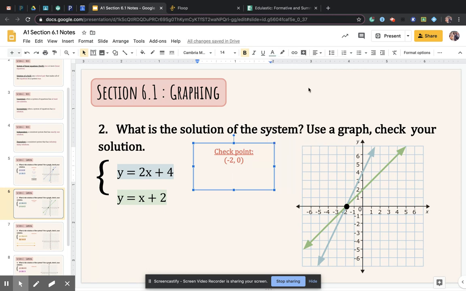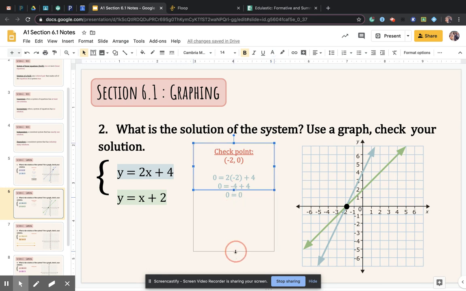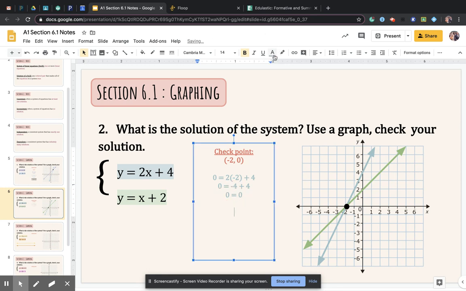We have that y is equal to 0, and then we have 2 times our x value, which is -2, plus 4. If we do the math out, 2 times -2 is -4, and then we're going to add 4. And if you notice, we get 0 is equal to 0. So that works for that equation. But now we have to check the green equation.